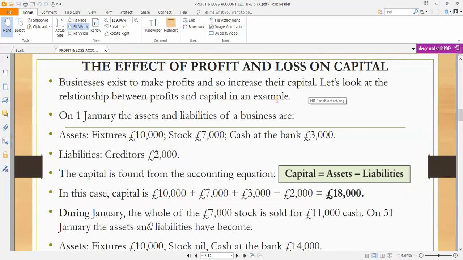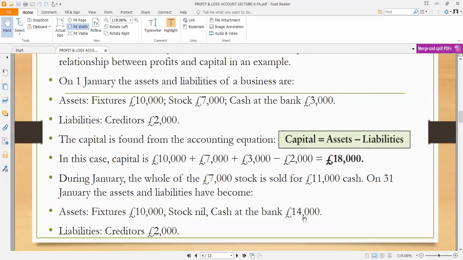Now during January, the whole of the 7,000 pound stock is sold for 11,000 pounds cash. Okay, now that is during that period. Now on the 31st January, the assets and the liability have become different. So further, I hope you are following. After selling the goods, the 7,000 pounds stock is sold for that amount, which is 11,000. Of course we are able to see the difference.